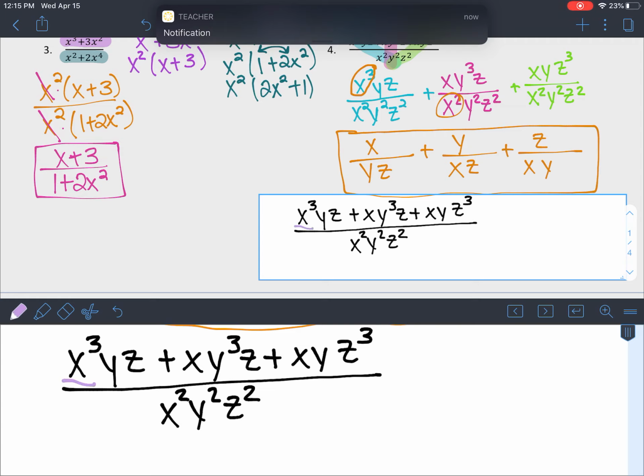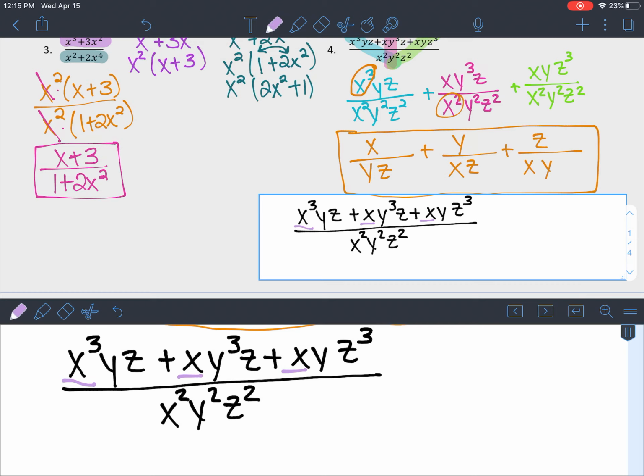So I look at my x's on the top. I have 3 here, 1, and 1. So the maximum I can take out is 1x. And then I look at my y's. I have 1, 3, and 1. So again, I can only take out 1 y. Then I look at my z's. I have 1, 1, and 3. Max I can take out is 1. So when I factor all that, I end up with x, y, z taken out.